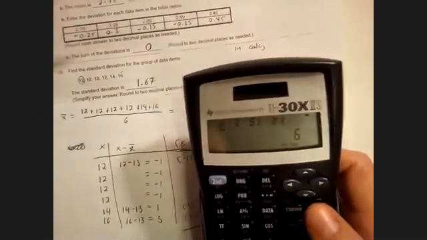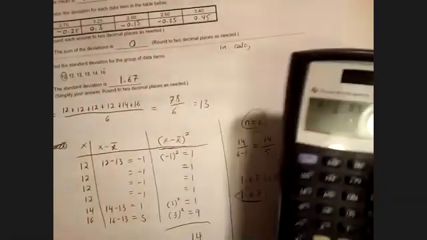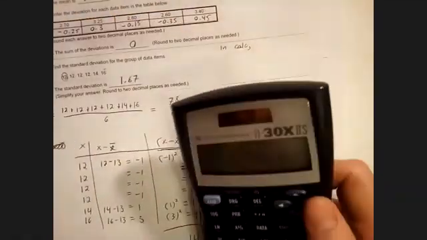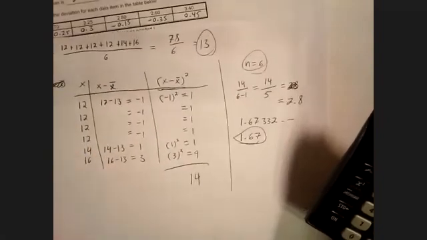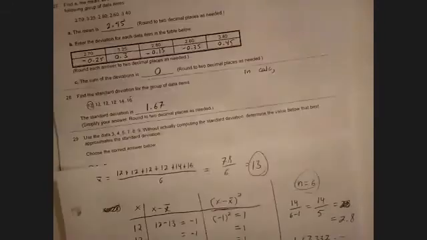It's calculating. Look, and we can check some of the things we got. So n equals 6. I got that. X bar is 13. I got that. And then S sub x, 1.67. That is what I got. But it was a lot quicker with the calculator. So I would use that, make sure you can do that.